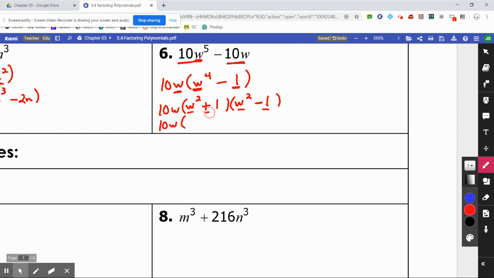Now, this is not difference of squares. This is a perfect square, this is a perfect square, but this is not a difference sign. It's an addition sign, so that will not factor again. Now, the second set, difference of squares, will factor into conjugates. W times itself gives you w squared, and 1 times itself gives you 1.